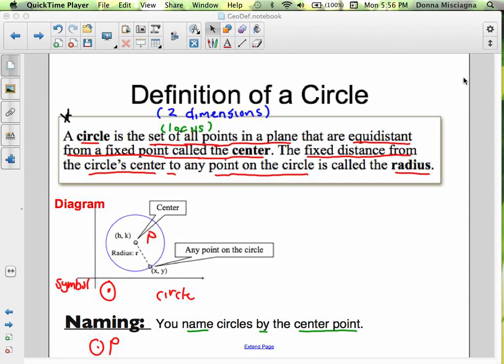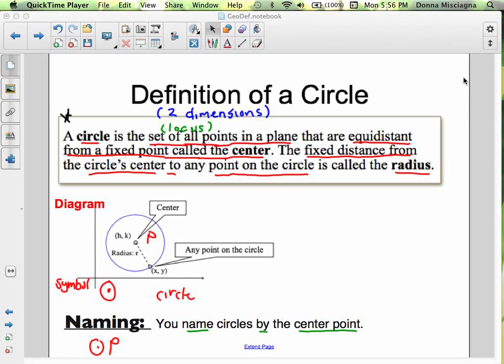So a circle is the set of all points, or the locus of all points in a plane, that are equidistant from a fixed point called the center. The fixed point from the circle center to any point on the circle is called the radius. Right, so if you want, you can write more, but all you have to really write for me to have the key parts of the definition is just the part I underlined to make it a little easier for you. For diagram, we have a picture here.